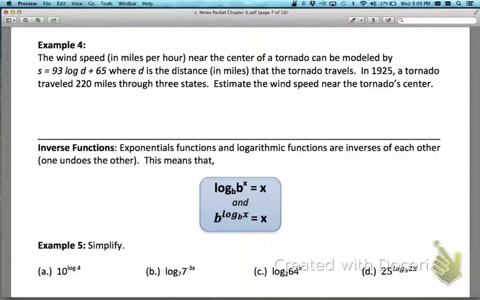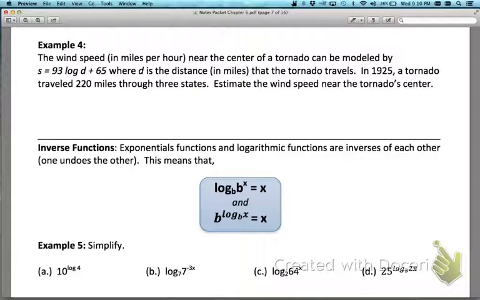The wind speed in miles per hour near the center of a tornado can be modeled by this equation, S equals 93 log D plus 65. Now, that 93 works like a coefficient, just like if I said 93x, that means 93 times x. So 93 log D means 93 times the log of D. Where D is the distance in miles that the tornado travels. In 1925, a tornado traveled 220 miles through 3 states. Estimate the wind speed near the tornado center.